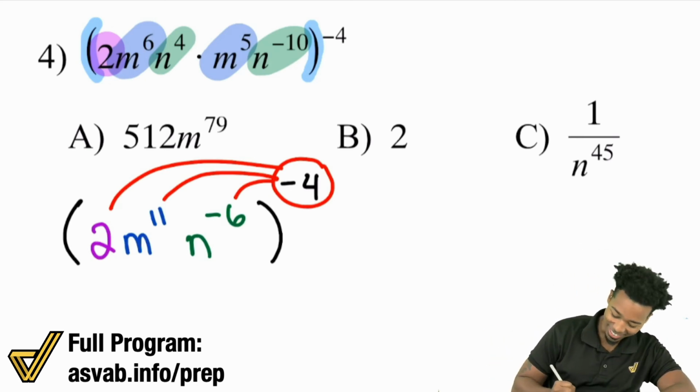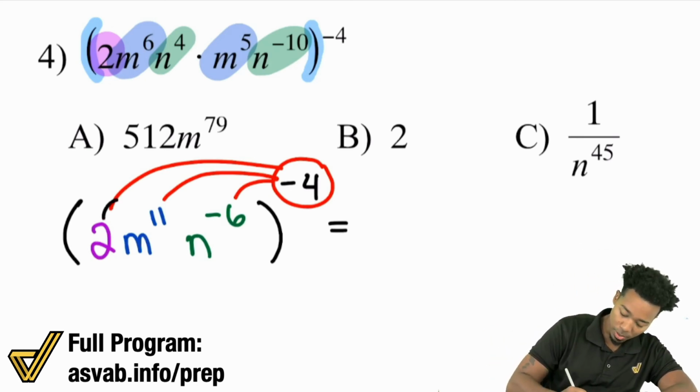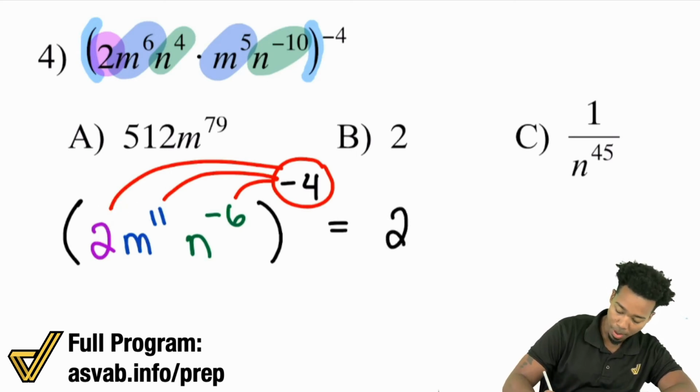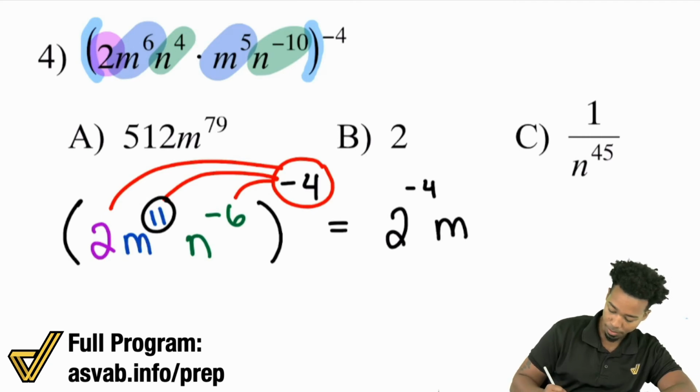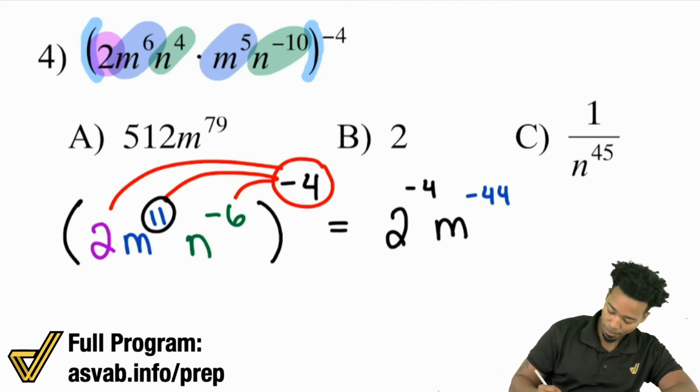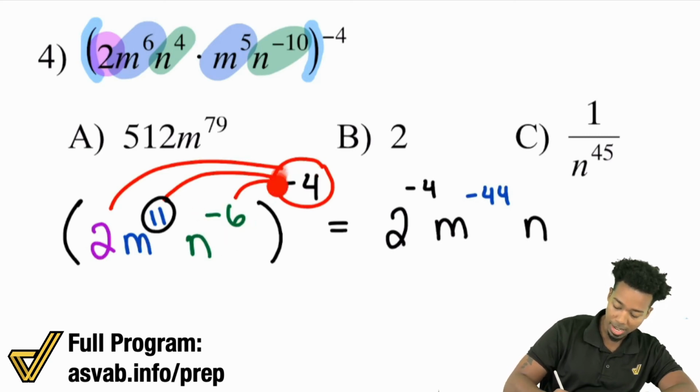And so here we go. Notice that there is no exponent on the 2. Remember, that's going to be a 1. So what we have here is 2 to the power of -4. Then we're going to have ourselves m to the power of 11 times -4. 11 times -4 is -44. And lastly, we'll have over here for the n, -6 times -4.